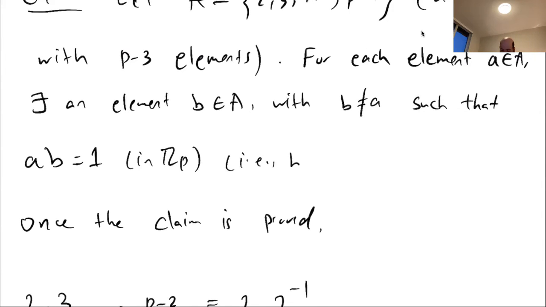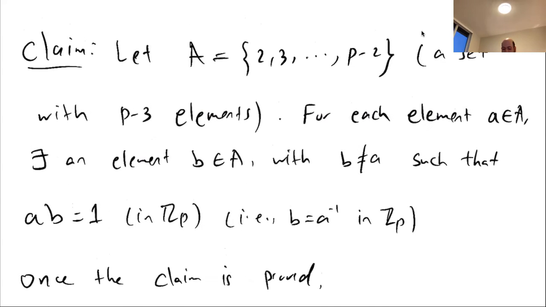i.e. B equals A inverse in ZP. So inverse in ZP means the number that when you multiply with the original number, you get 1 in ZP. So this claim says that every element here in A is going to be paired up with another element in A, so that they are inverse of each other.